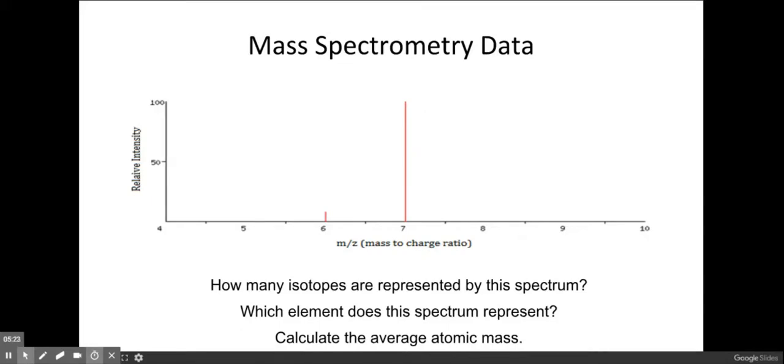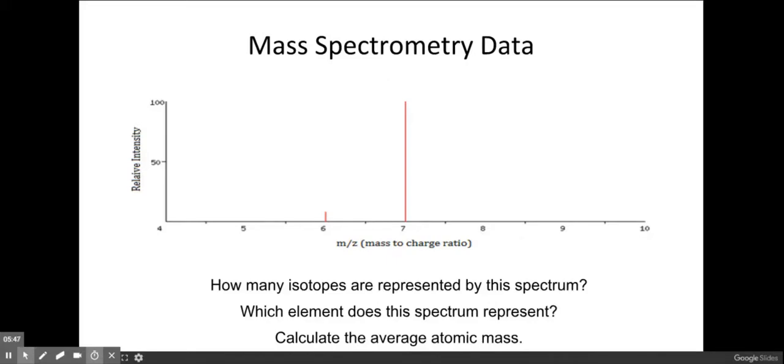It also asks which element does this spectrum represent. Well, then we want to look at the mass, and you can see that the mass of these two isotopes is going to be, the average is going to be somewhere between 6 and 7. And because the peak at 7 is so much larger, the average is going to be skewed much closer to 7. So it's going to be 6.8, 9, something really high like that.